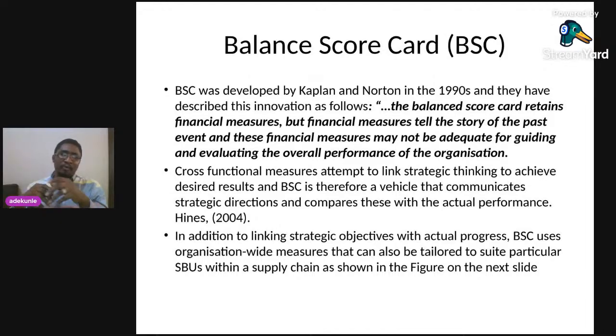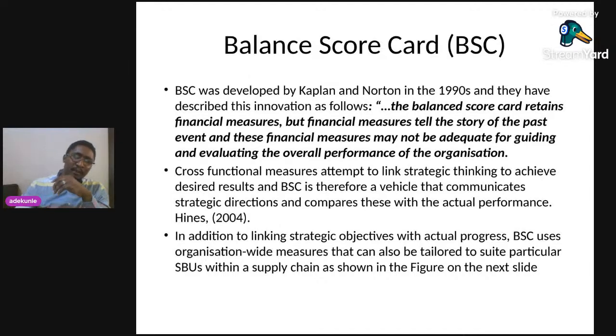Now, the balanced scorecard was developed by Kaplan and Norton in the 1990s, and they described this innovation as follows: the balanced scorecard retains financial measures, but financial measures tell the story of past events, and these financial measures may not be adequate for guiding and evaluating the overall performance of the organization. So, cross-functional measures attempt to link strategic thinking to achieve desired results. And the balanced scorecard is therefore a vehicle to communicate strategic direction and compare it with actual performance.